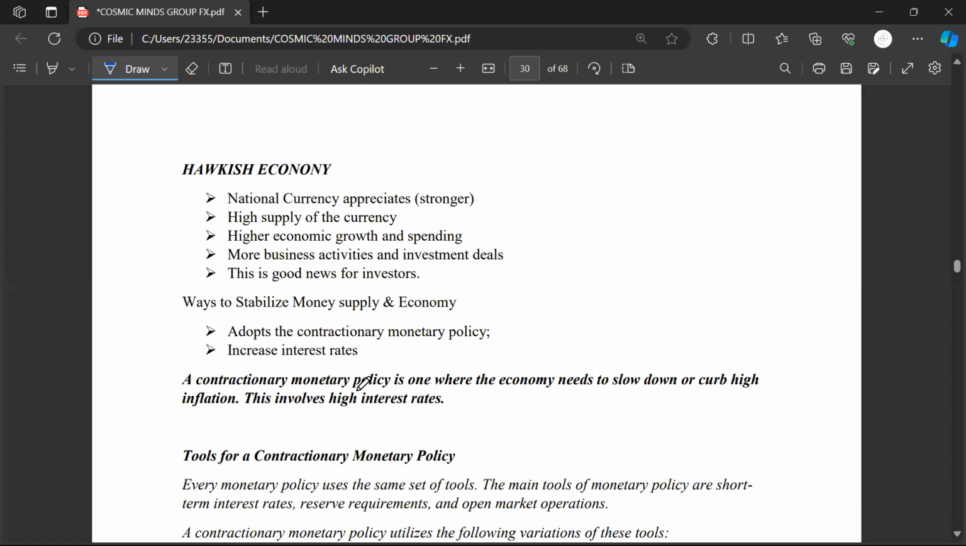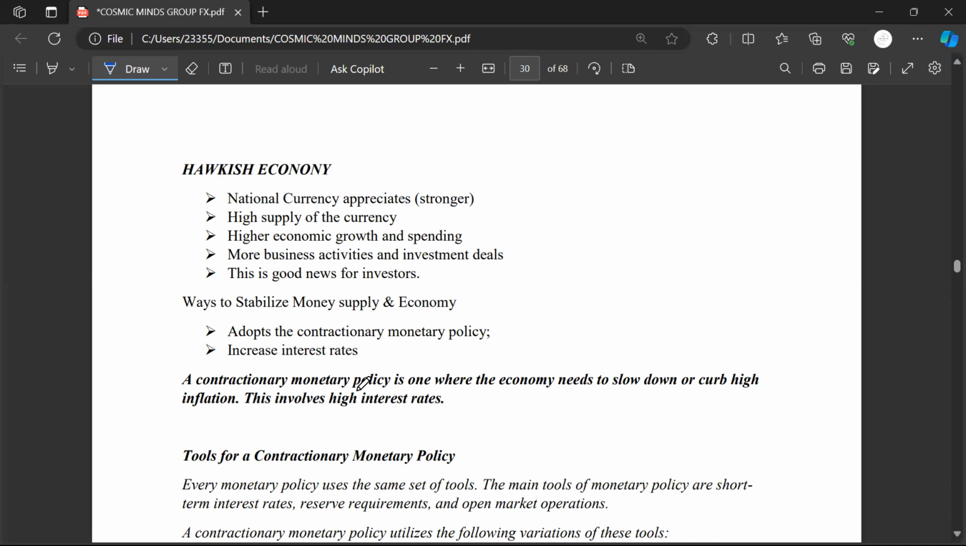So with this criteria, you know what is a hawkish economy and then the dovish economy. It's as simple as this. This is a take home. Now, in the hawkish economy, the national currency appreciates, the national economy appreciates. It is appreciating. It becomes strong, right?